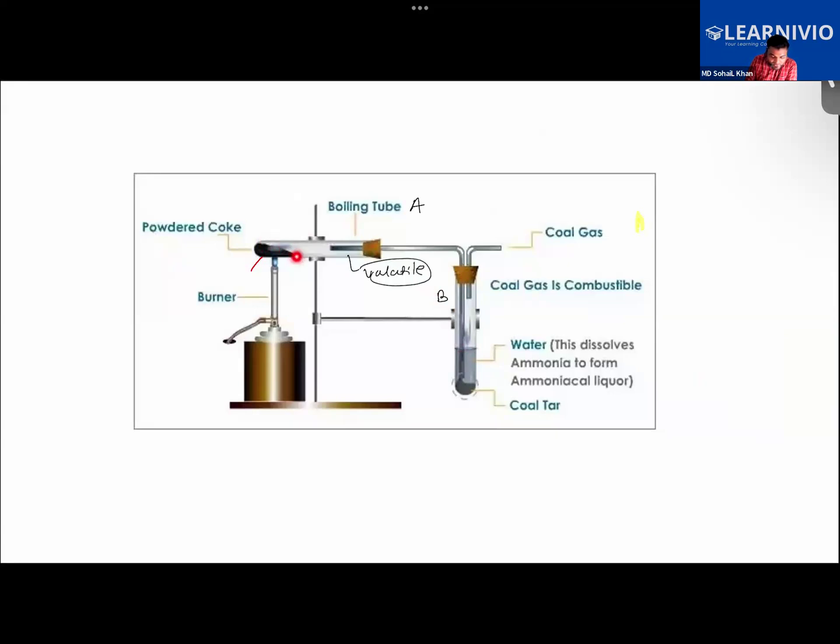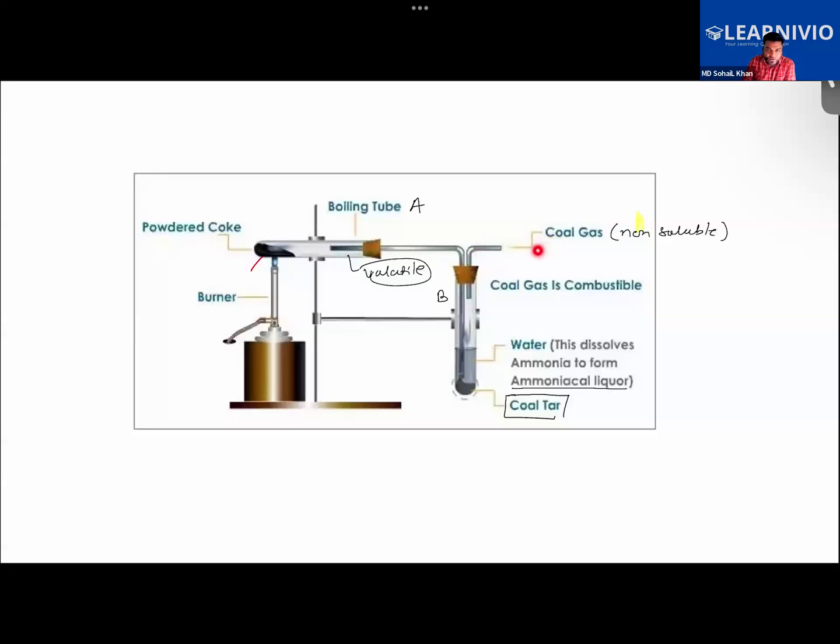This volatile substance that has evaporated from the coal and is coming into this tube has been made to pass into the water. Those volatile compounds were a mixture of different substances. Some of those substances were soluble in water, some of them were not. The substances that were soluble in water were two: one was coal tar, which settled at the bottom, and another was the ammonical liquor. And the substance that was non-soluble in water did not dissolve, it escaped out of test tube B from this delivery tube, and that was coal gas.